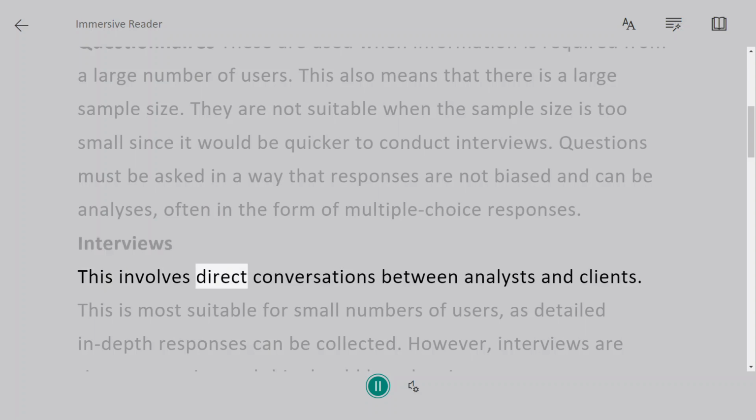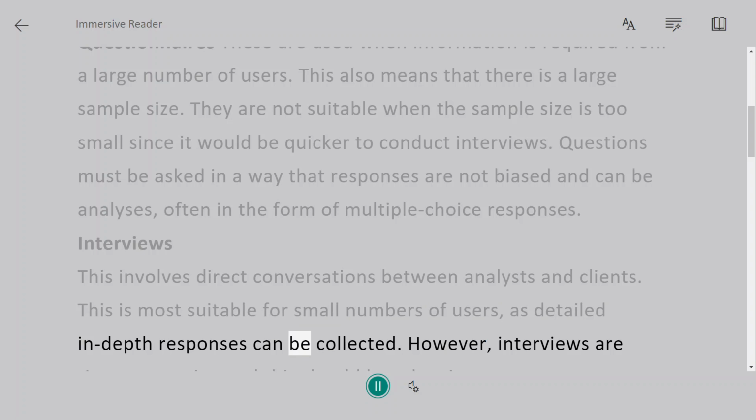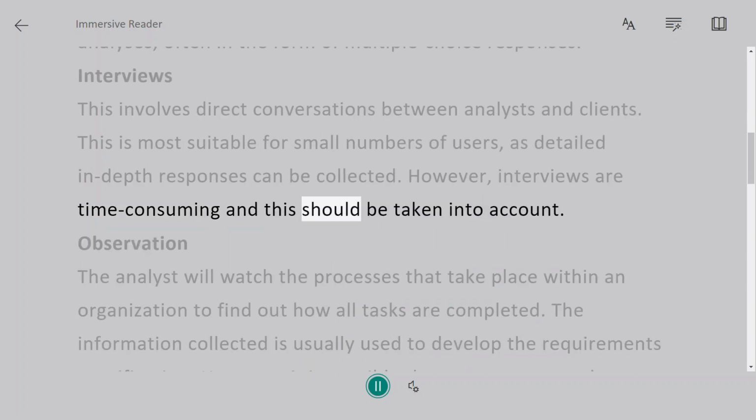Interviews. This involves direct conversations between analysts and clients. This is most suitable for small numbers of users, as detailed in-depth responses can be collected. However, interviews are time-consuming and this should be taken into account.